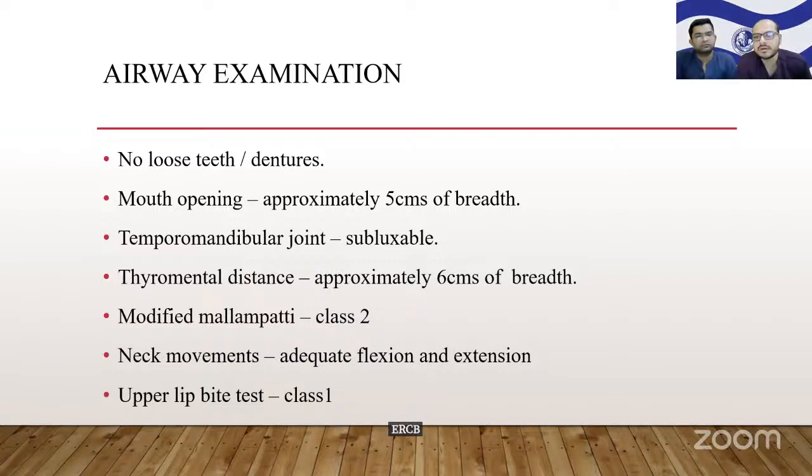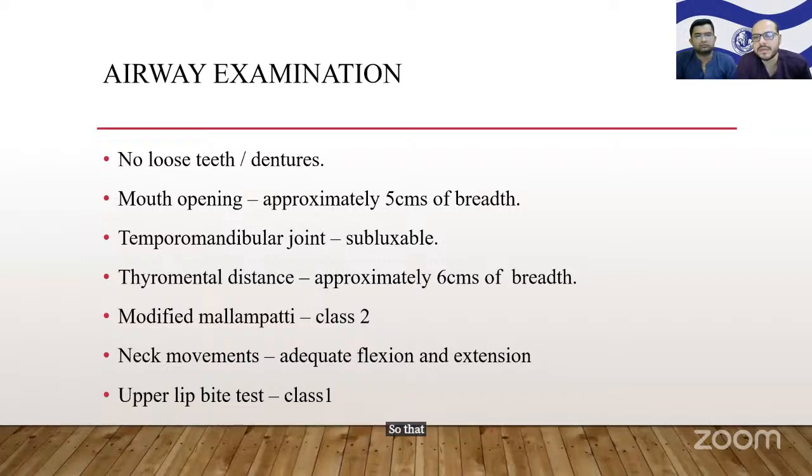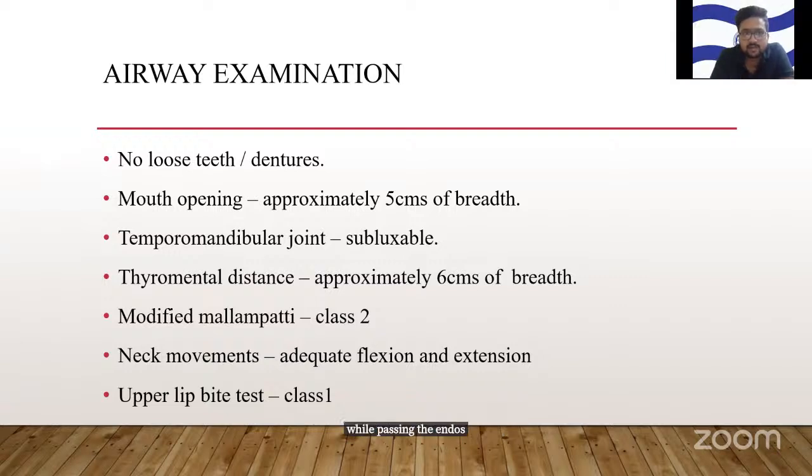Range of motion is actually important for us. Why is it important? ERCP procedures can usually be done under both general anesthesia and deep sedation. So if the airway is compromised at any point during the procedure under sedation, then we might have to intervene to protect the airway. That is why the Mallampati and mouth opening come into importance. From the gastroenterologist's point of view, why are neck movements important? The positioning during the procedure, while passing the endoscope. So it is important for us.